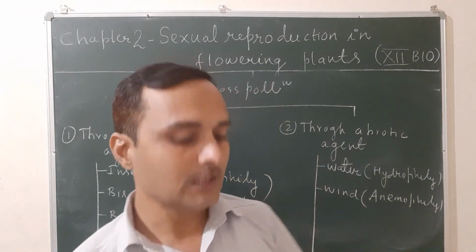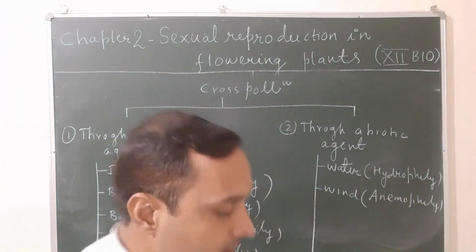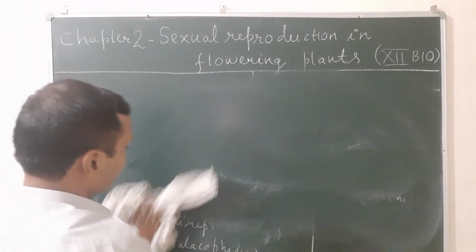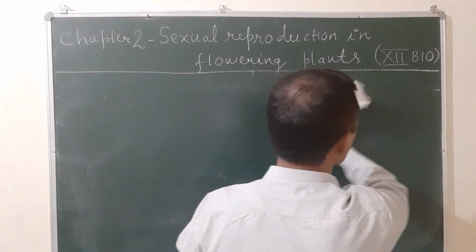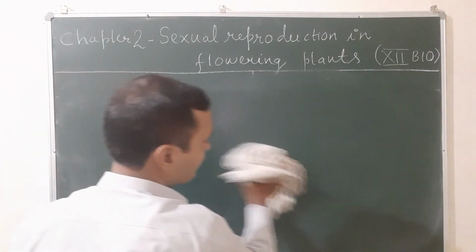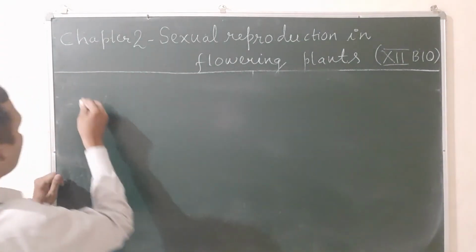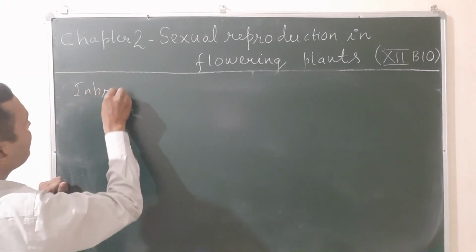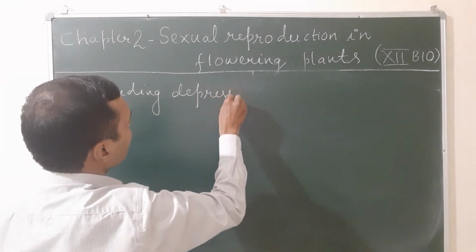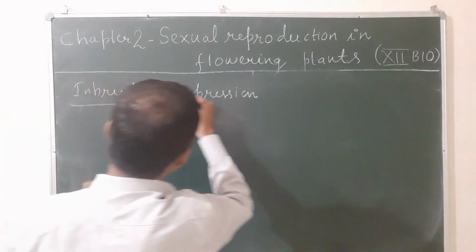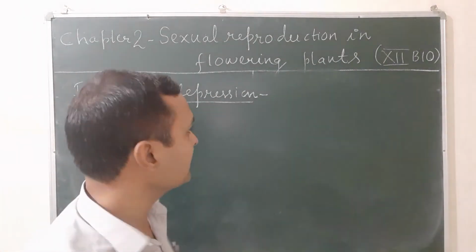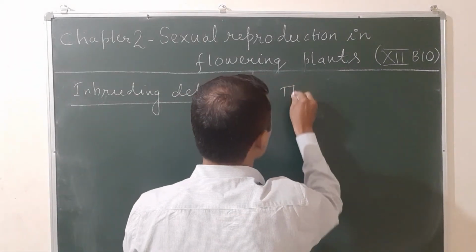Okay. Now the next topic is, what is inbreeding depression, and what are outbreeding devices? Inbreeding depression. The state at which the fertility of the plant decreases due to self-pollination is called inbreeding depression. Let us see the definition of inbreeding depression.